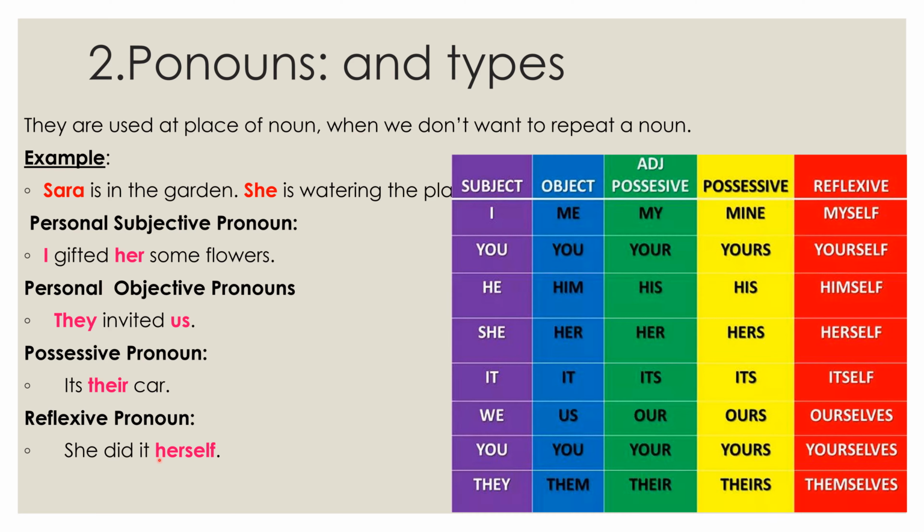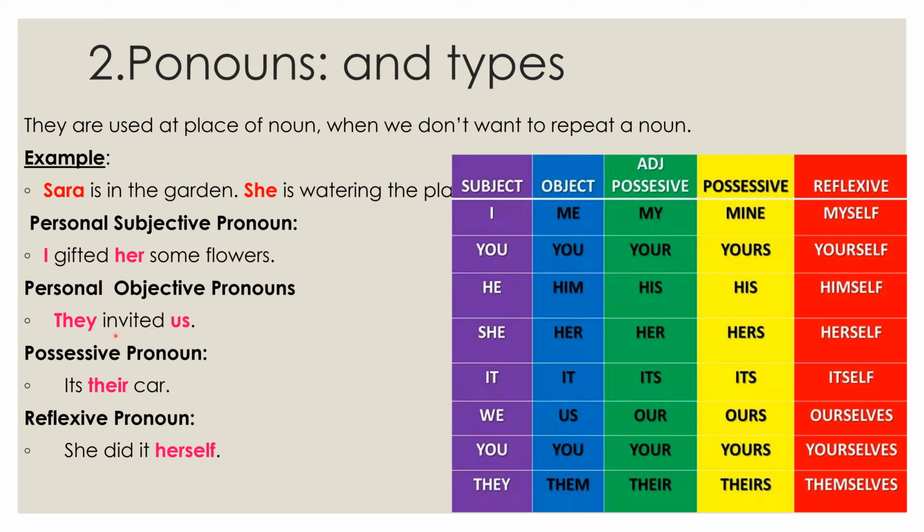The example is: she did it herself. Herself is again telling us about the subject. So it's a reflexive pronoun. It reflects something. Now in this example, I gifted her some flowers. The pronoun I is a subjective pronoun while her is an objective pronoun.